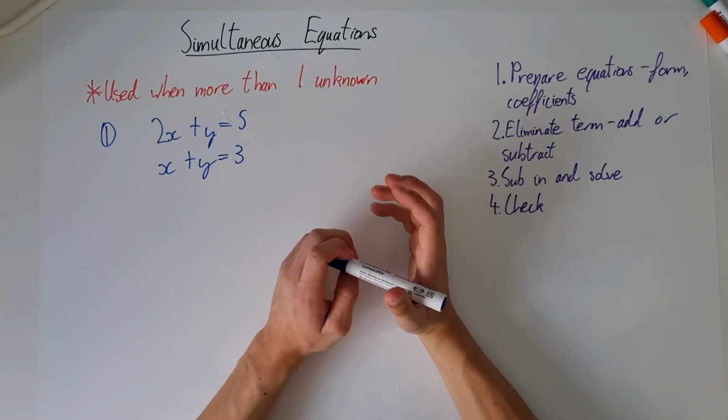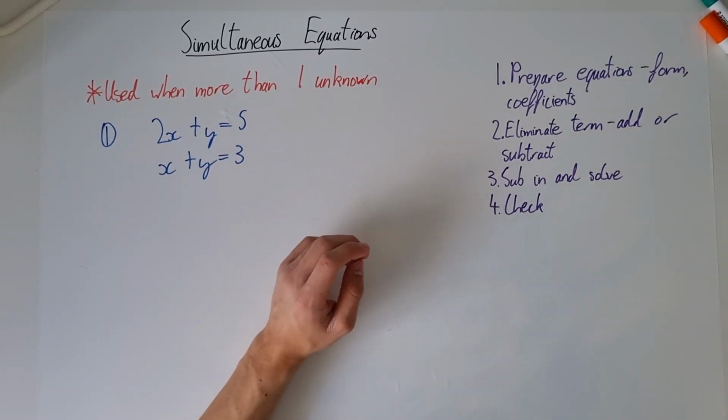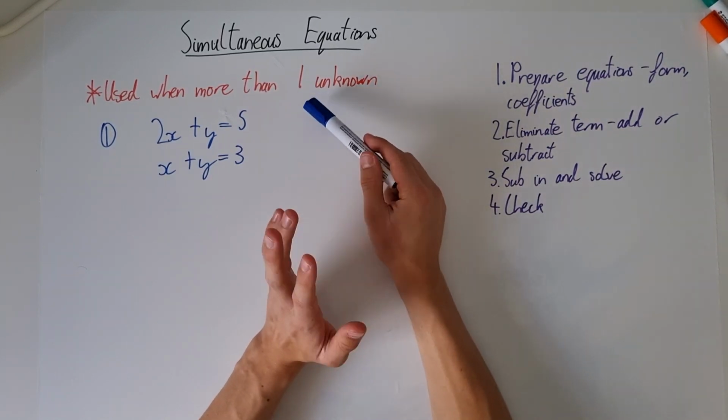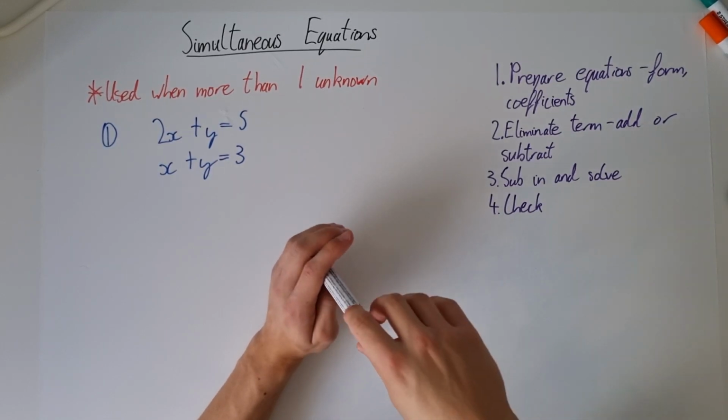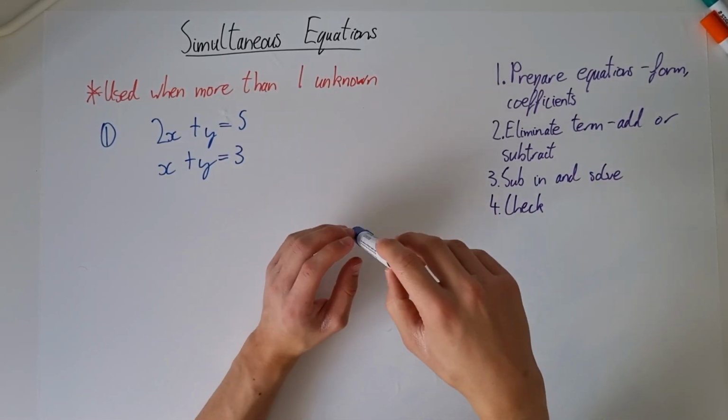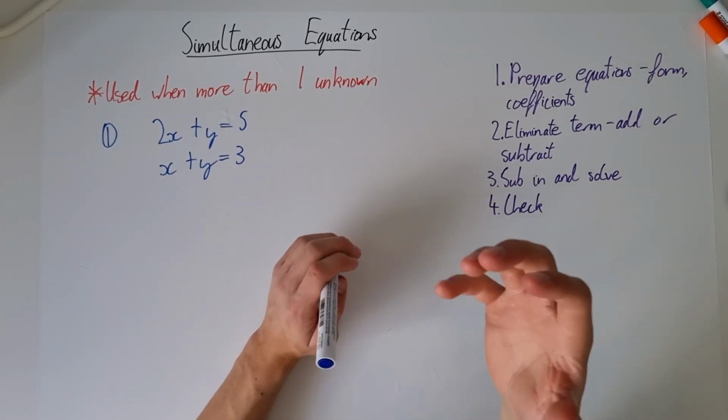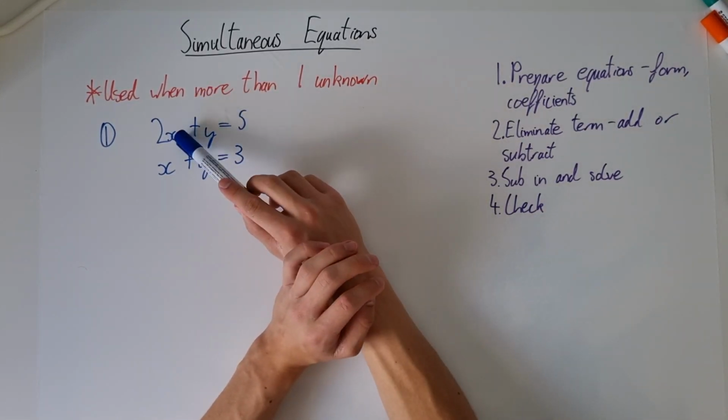So simultaneous equations, what we have to remember, they are used when there is more than one unknown, as we can see here. And that's really important, just going through questions, because perhaps they don't tell you straight away what you need to be doing. It's important to remember when you have two unknowns, such as here, we have x and y.